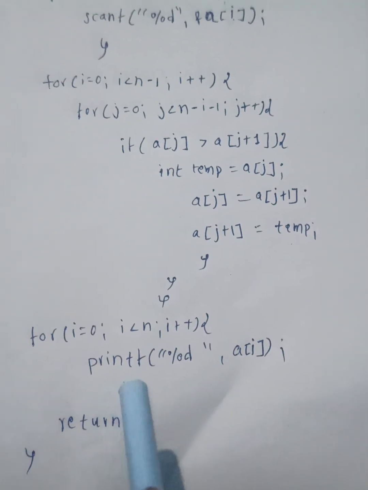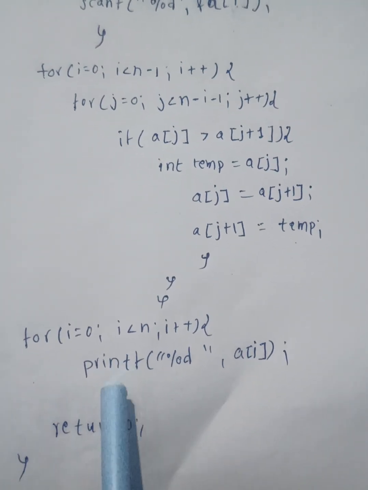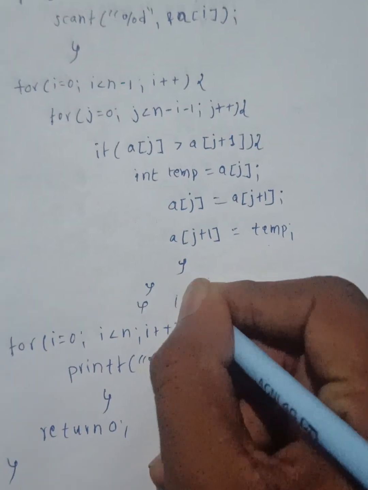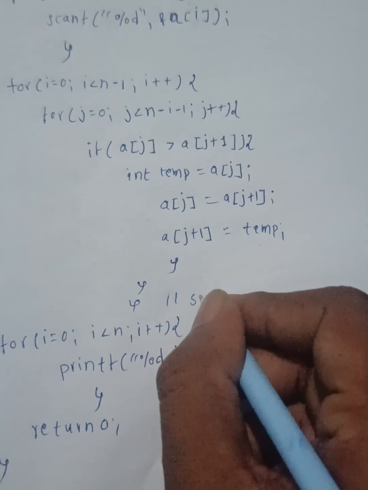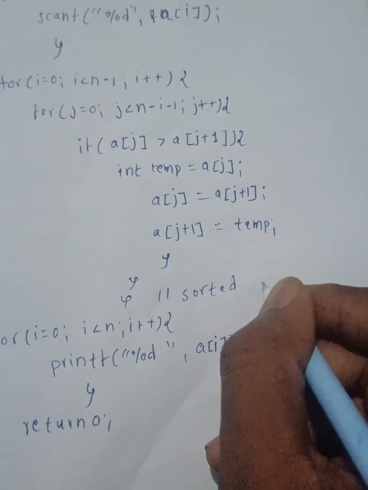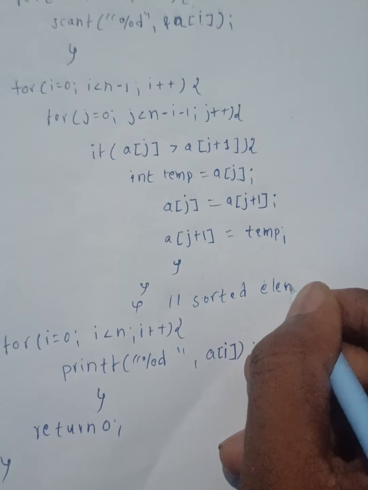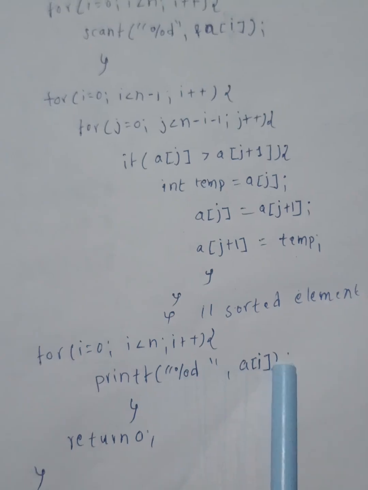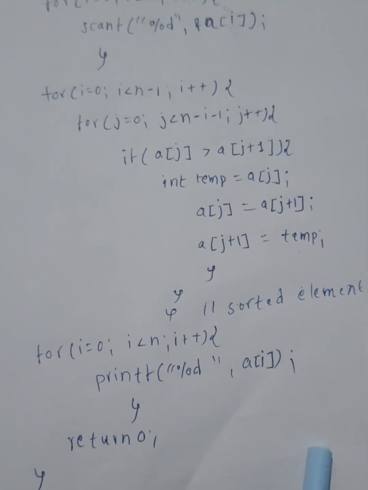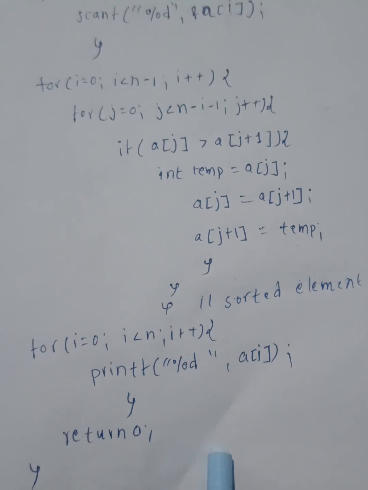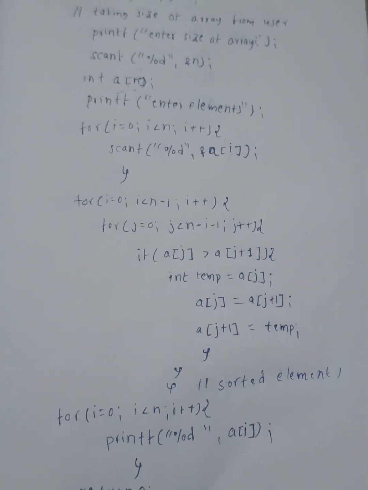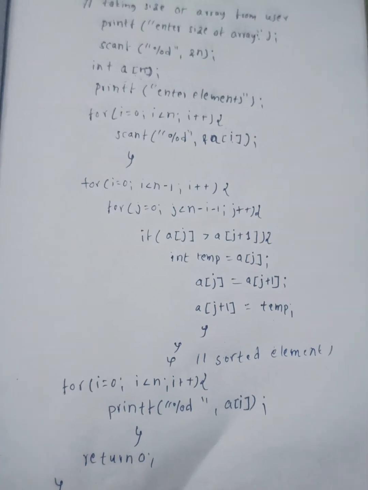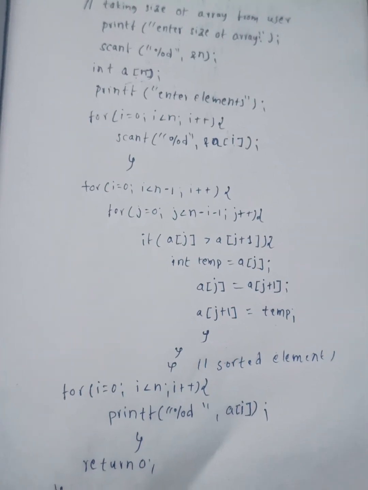At last we are going to display our sorted elements. So to display sorted elements, this is the loop: for i equal to 0, i less than n, i plus plus, printf %d a of i, return 0. So this is our complete bubble sort code. We are going to run this on our laptop.